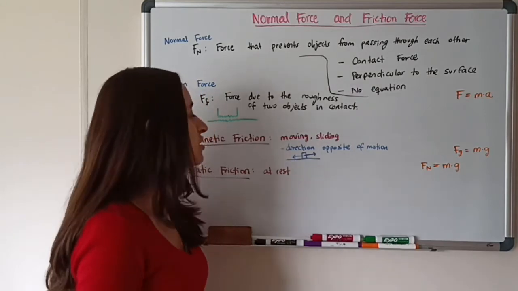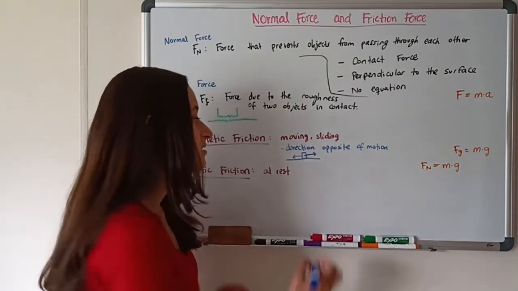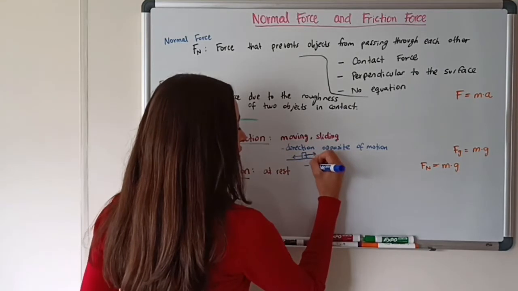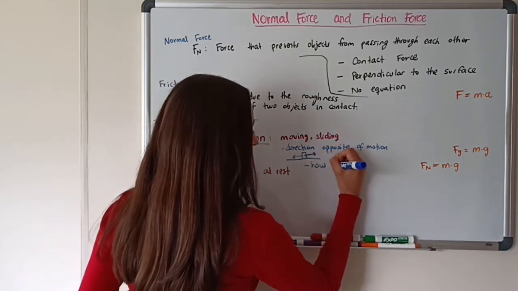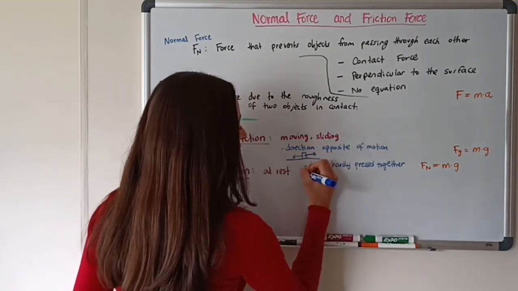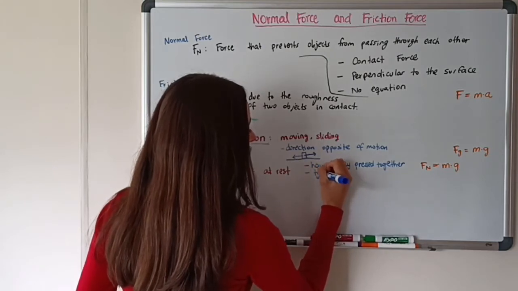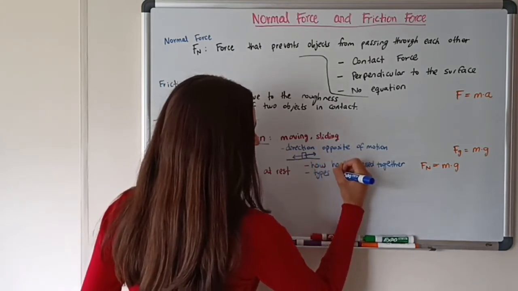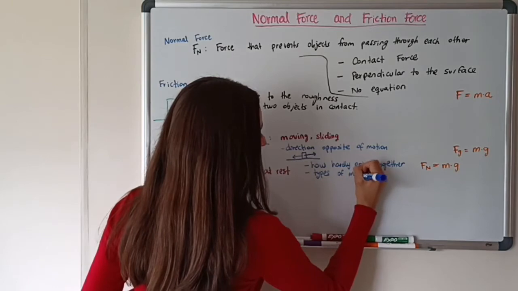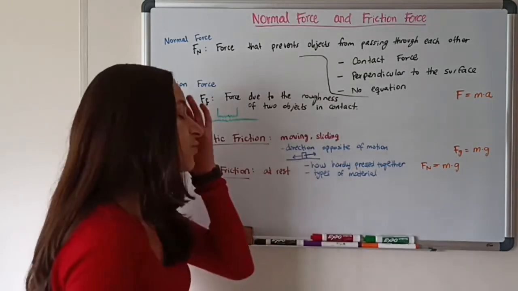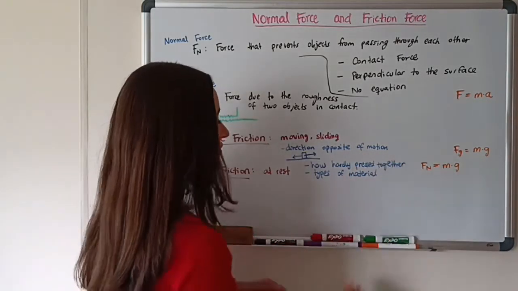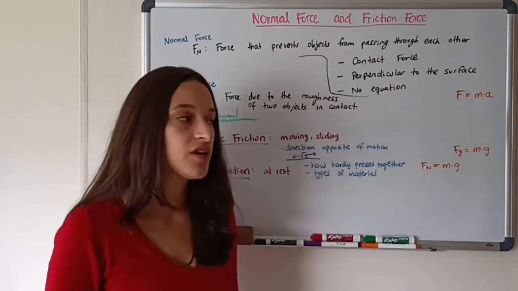And this friction depends on two things. It depends on how hardly pressed together they are, and it depends on the type of material and how rough each object is. So this friction has an equation, and each of these things is put into the equation.